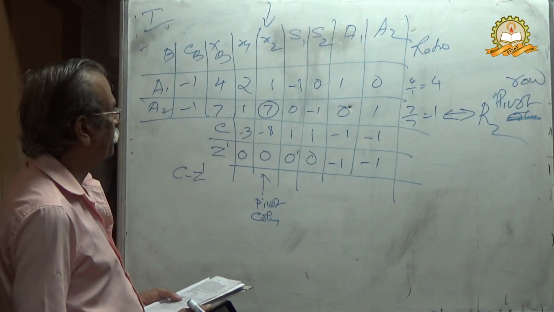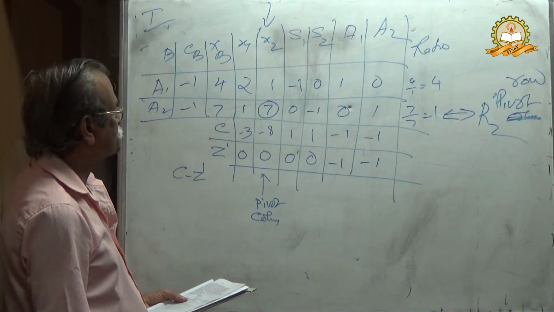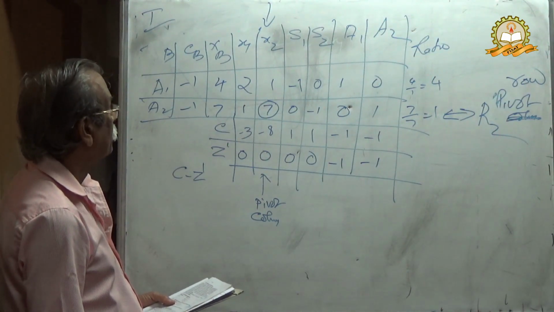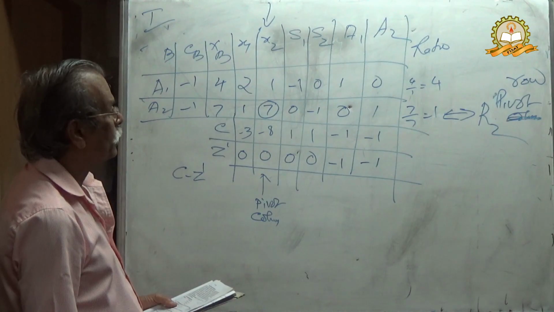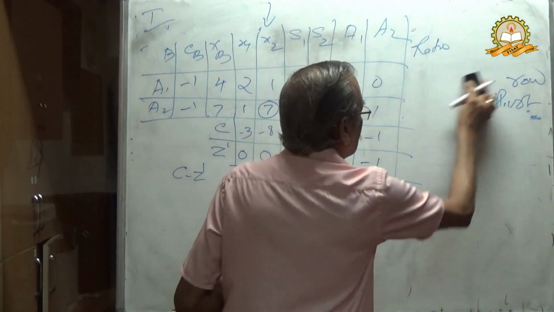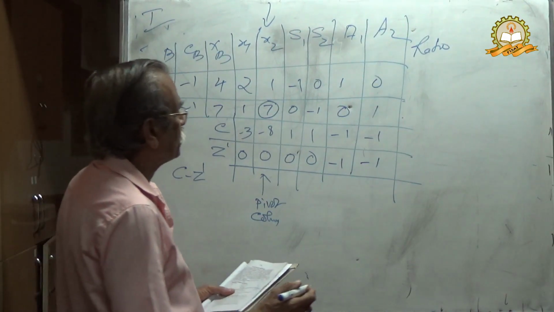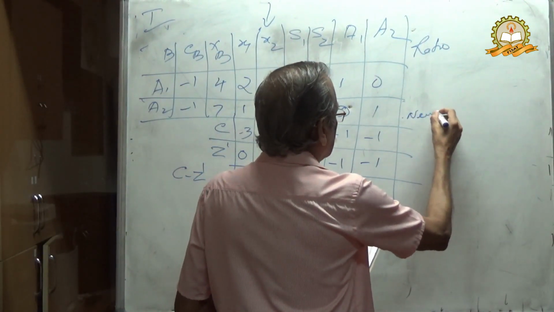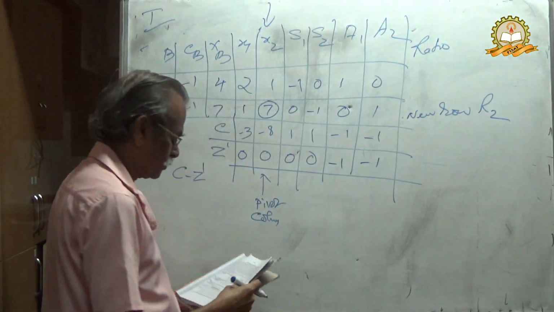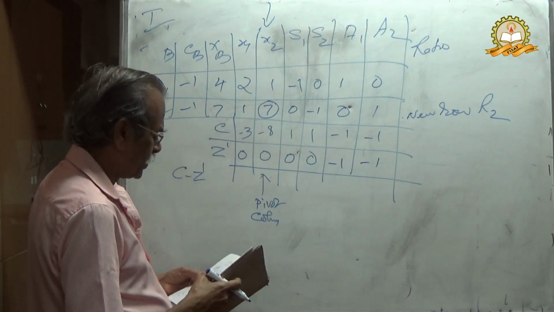Therefore, divide by the pivot number, the x2 column. Divide the row R2 by the pivot number 7, and you get the new row R2. New row R2.